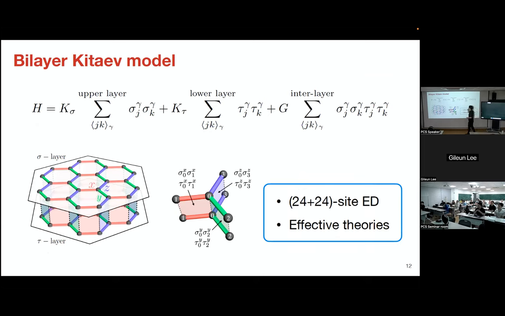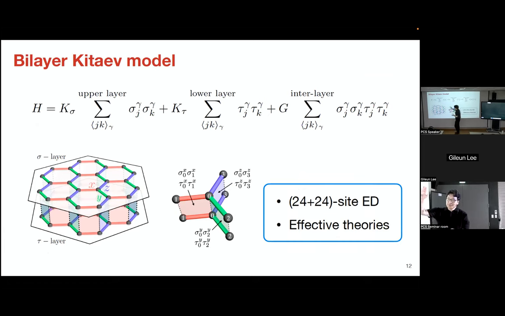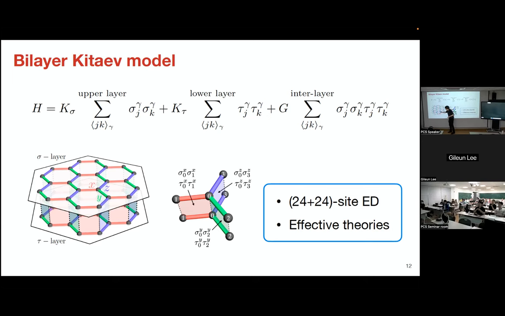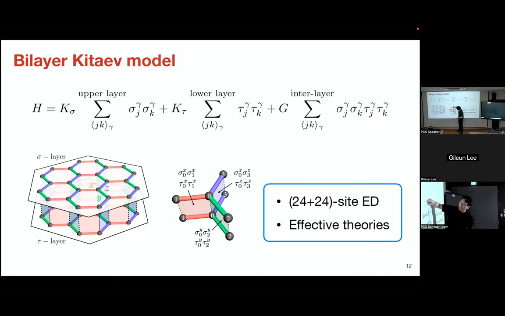Now, remember, this model consists of two copies of the Kitaev model here and there, and they are coupled by this interlayer interaction. Each bond of the upper layer is coupled to the adjacent bond on the lower layer. The interaction form is just a product of the Kitaev bond interactions. This bond is coupled by this sigma x interaction, and this bond is coupled by tau x interaction. So we put an interlayer interaction between these two bonds in this fashion, just a simple product of the Kitaev bond Hamiltonians.